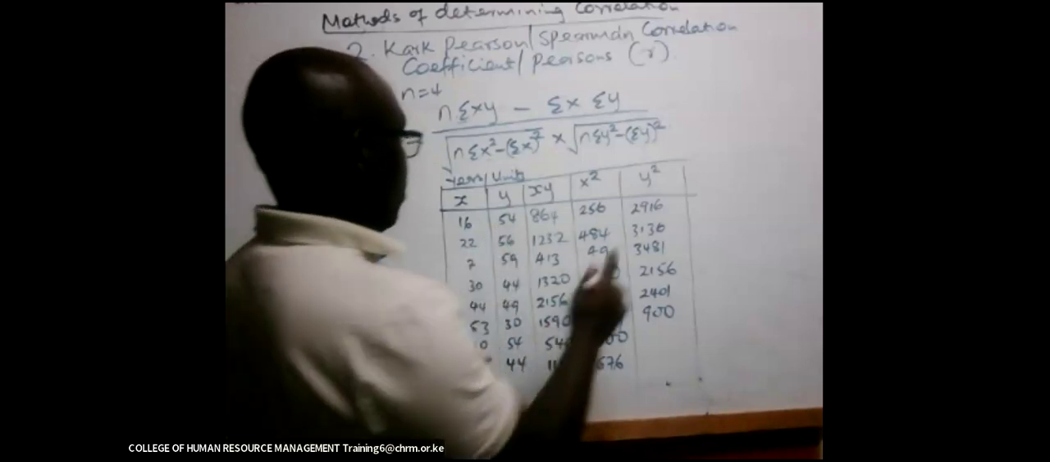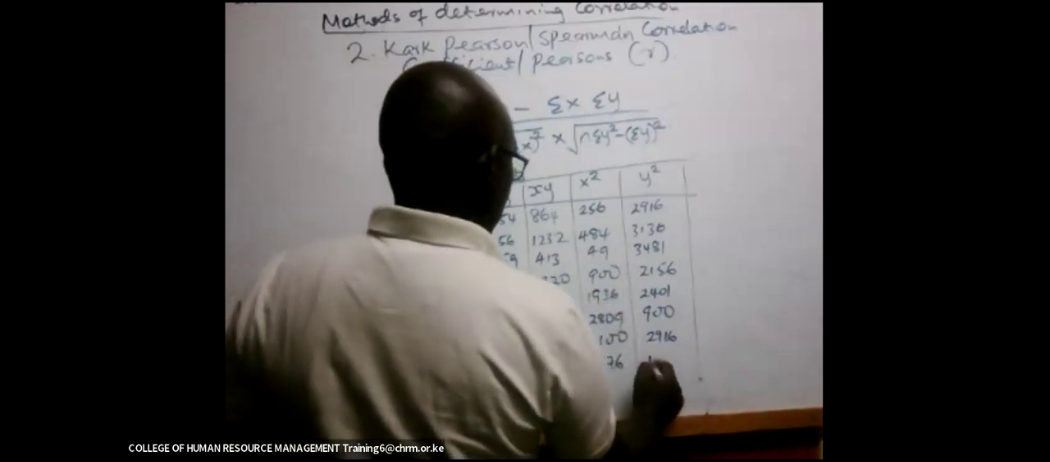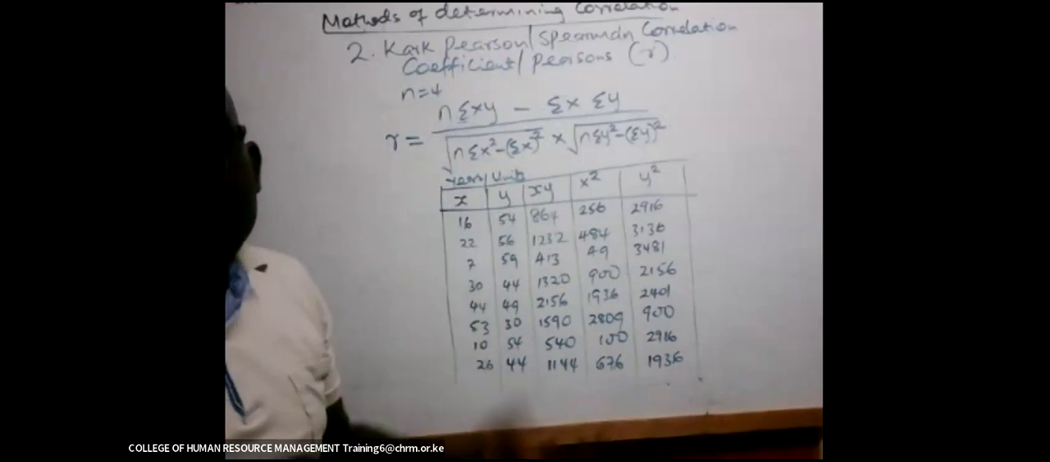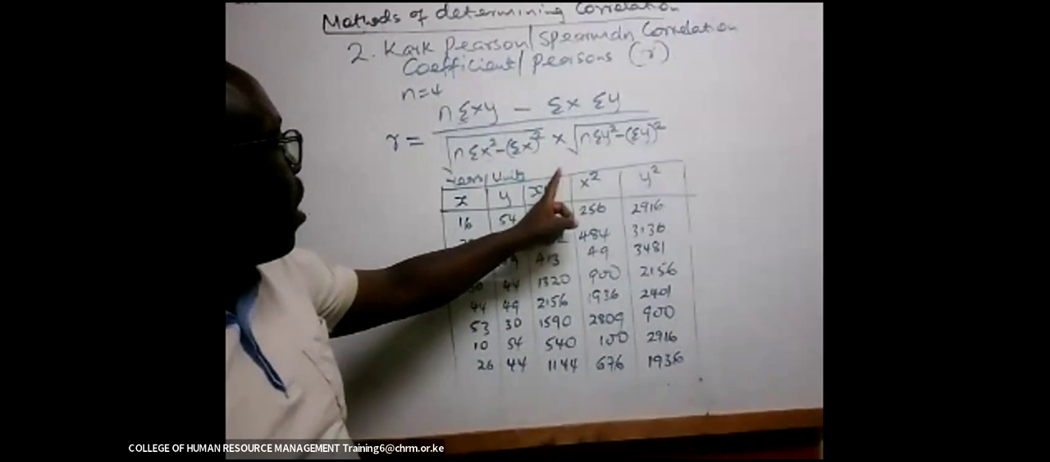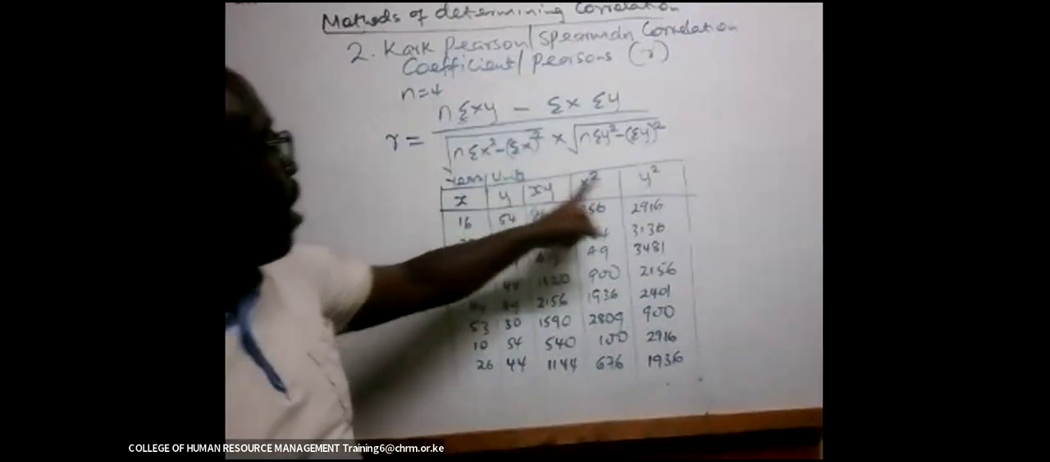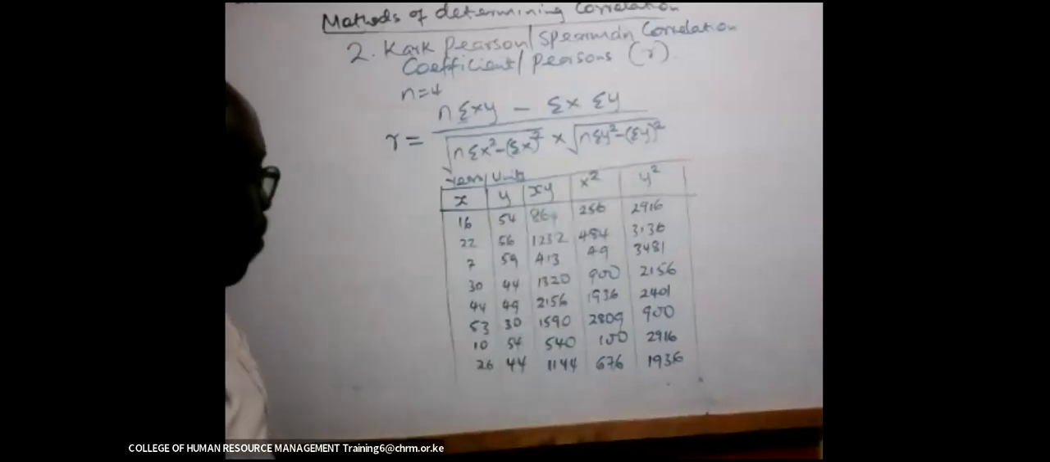54 squared will be the same as this, 2916. 44 squared, 1936. That's that. So the most important thing is to just remember the formula. Then you know that the x and the y values will be given in the question. So you will only add these three: xy so that you can get here, x squared so that you can get this, and y squared so that you can get this. And then I will show you how you insert them in the formula.